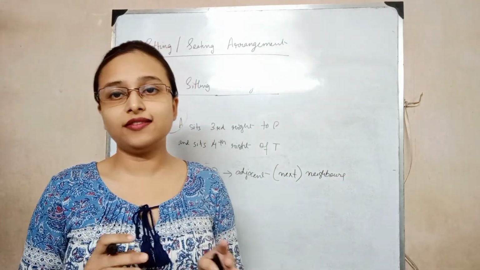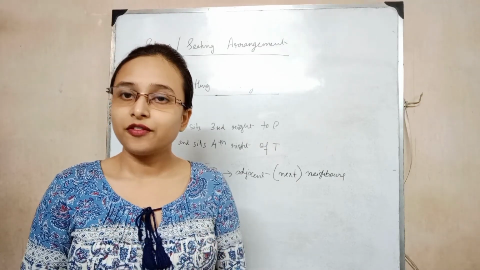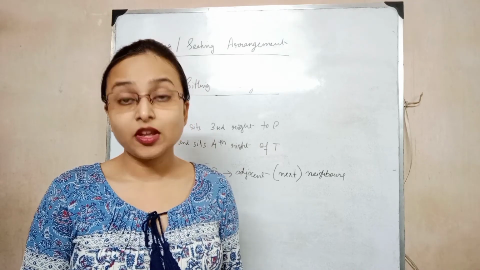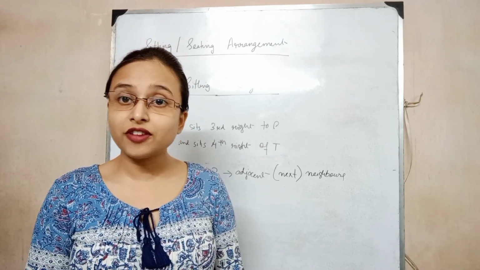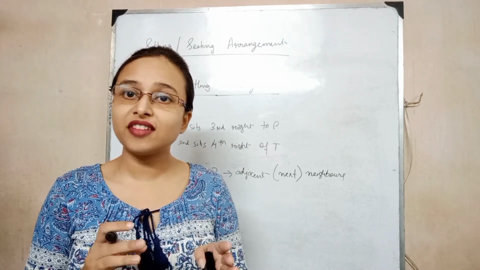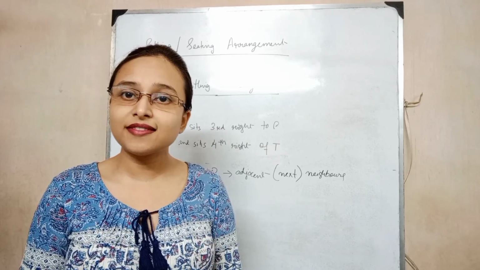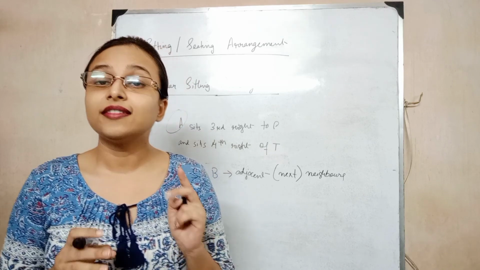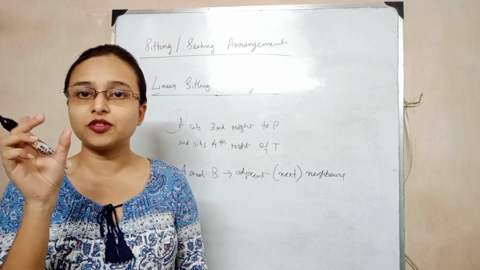If 'who' is given in a sentence, for example, A sits third right of P, who sits fourth right of T, it denotes A sits third right of P, and P sits fourth right of T. The given information is talking about the second person because of the word 'who'.